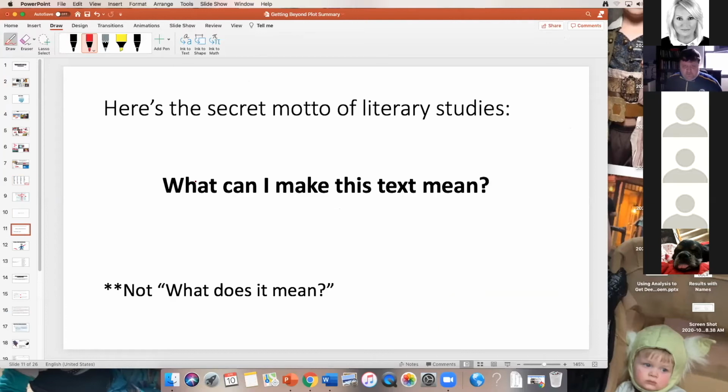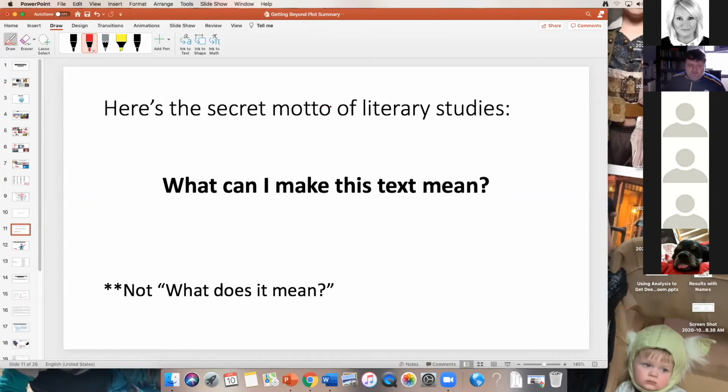Here's my secret motto for literary studies and AP Lit, okay? What can I make this text mean? Not what does it mean. We're not worried about what does it mean. What do you think it means? This is a line from a guy named Harold Bloom, who was a really famous literary critic. He said, "What can I make this text mean?" Because in AP Lit, there's not 1 right answer. There aren't 10 right answers. You're trying to come up with an interpretation of your poem or your prose or your novel, and then, like Mr. Hale said, you're trying to defend that interpretation. What can I make this text mean?